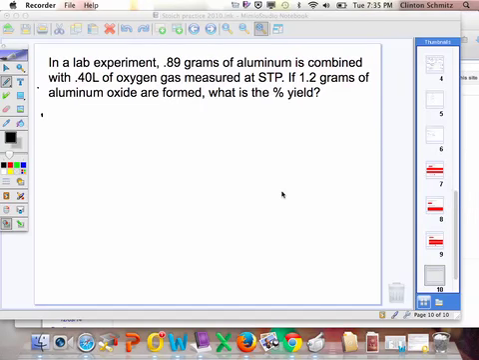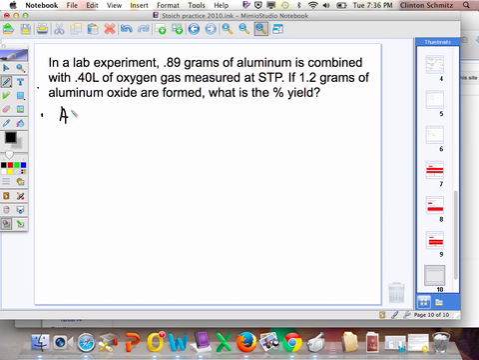Okay, let's look at an experiment where we have a limiting reagent problem with calculating the percent yield. So the first thing that you need to do is to write a balanced equation. So we have aluminum combined with oxygen gas. So we'll write our equation: aluminum plus oxygen gas, and that's going to make aluminum oxide, Al2O3.